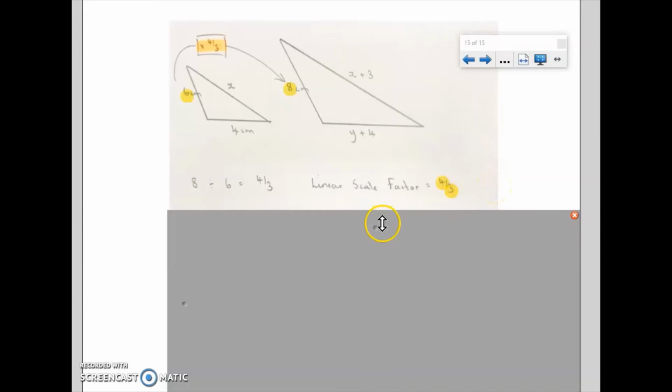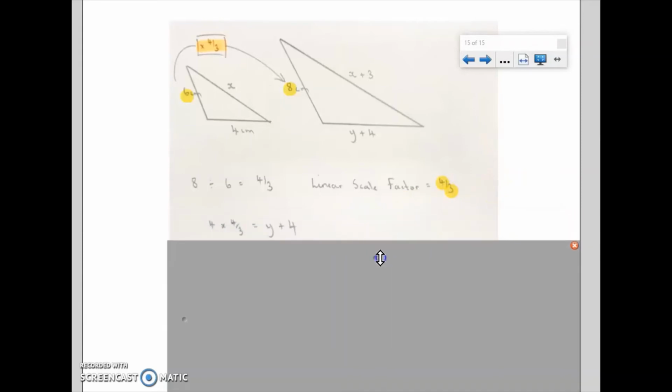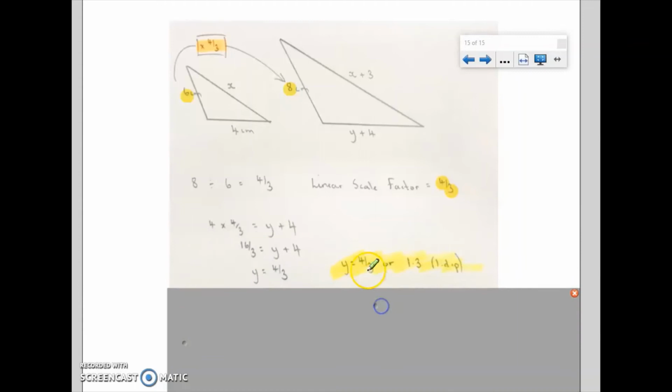Okay, so the next value I'm going to try to find is the y value. So I've taken this 4 multiplied by 4/3, which gives me the full length of this line being 16/3, but of course I don't want the 4, I only want the y, so I've subtracted 4 from each side, and I'm actually left with 4/3 as well. 1.3 rounded to 1 decimal place. So again, setting up a little equation at this point.